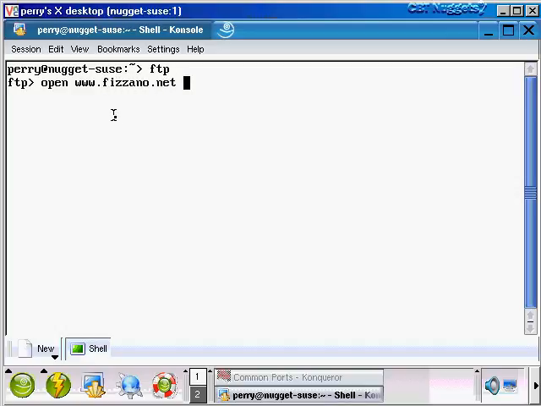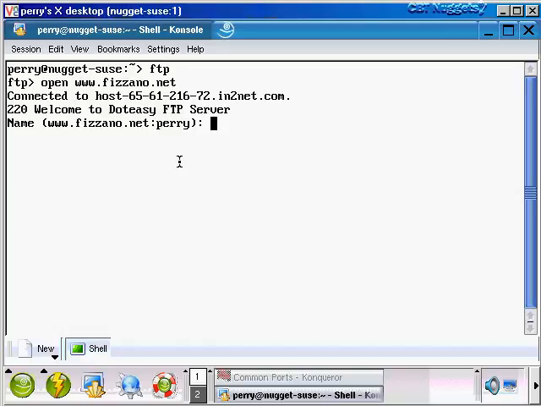Now, a lot of times, the site that you're going to connect to will start like ftp.fasano.net, for instance. For my particular fasano.net domain, that computer has FTP ability built into it as well as HTTP ability. So I'll hit enter there, and we'll open up a connection to fasano.net.